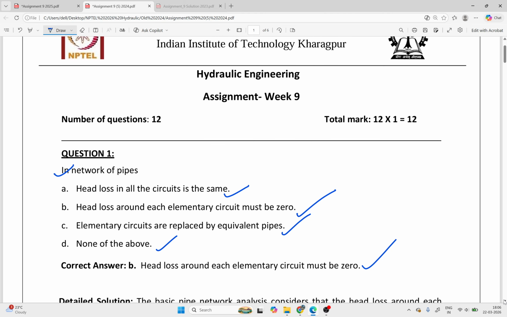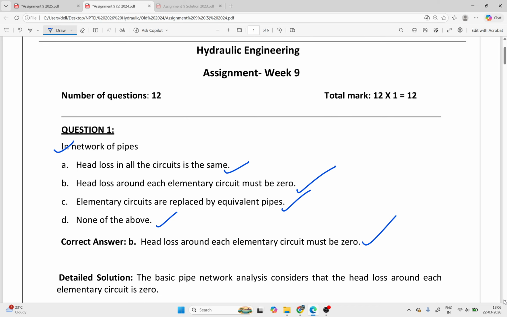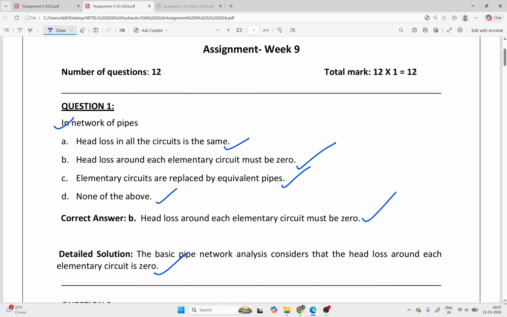Okay, so let us move on to the next one. Here some explanation is also written. The basic pipe network analysis considers that the head loss around each elementary circuit is zero. Okay, so now we'll move on to the next one.